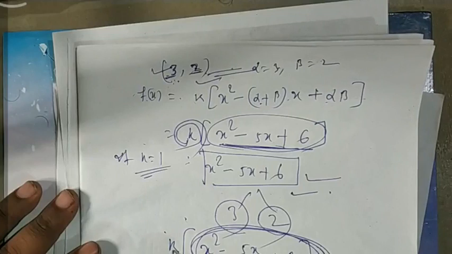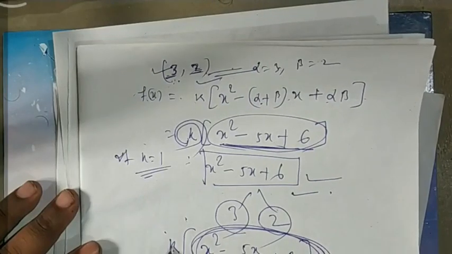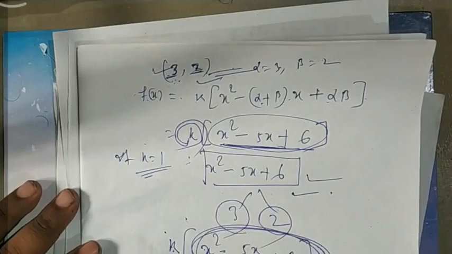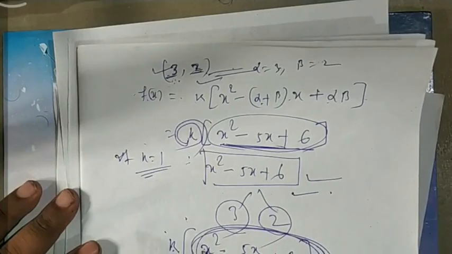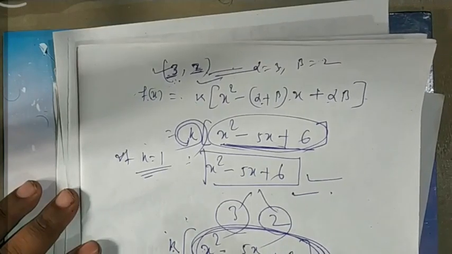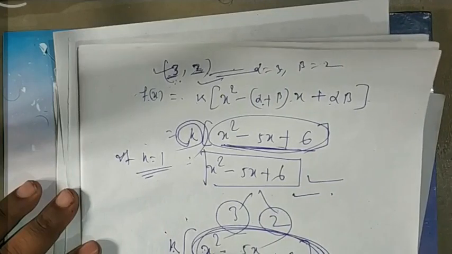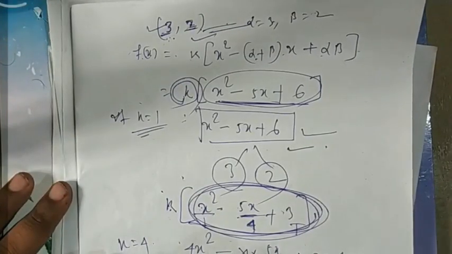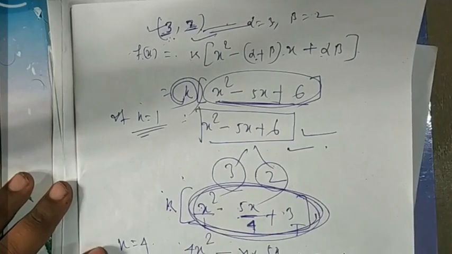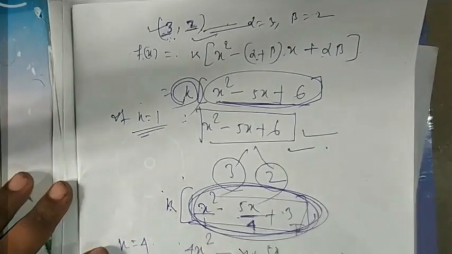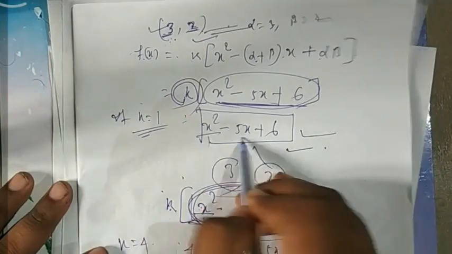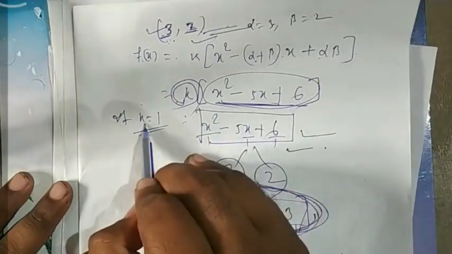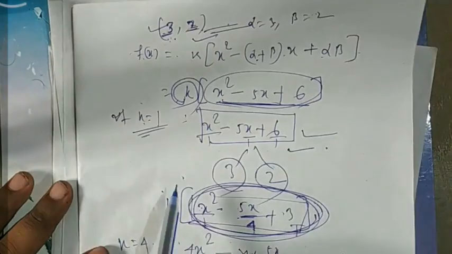If k is equal to 4, you multiply by 4, then the required polynomial will be how much? If we multiply by k, value 4, we'll get 4x square minus 4 into 5x by 4, the 4s cancel, we get 5x, plus 3 into 4, so 4x square minus 5x plus 12 is the required polynomial. If a form like this is coming. Here everywhere 1 is there, that's why I took k value is equal to 1. Understood? Is it clear?